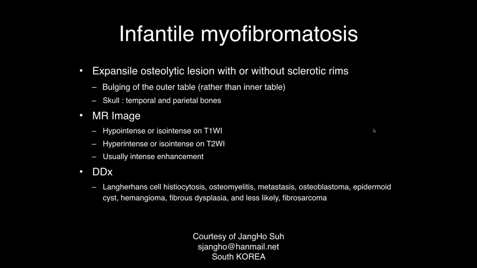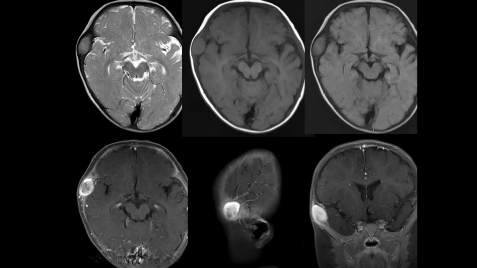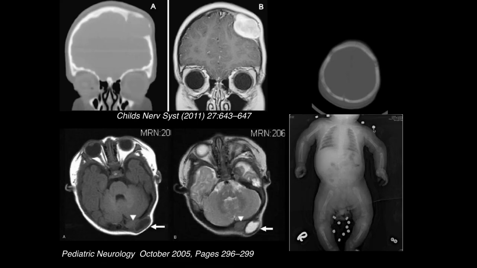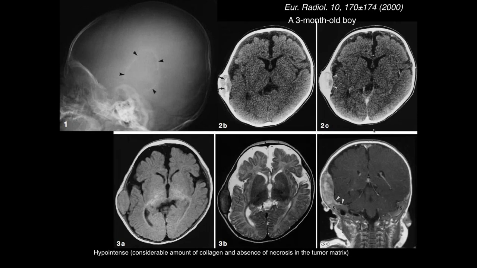The head looks large. Okay. This is another expansile lesion in the left frontoparietal cortex. There's a thinning of the cortex. There's diffuse enhancement within the mass, circumscribed. There's sort of a cystic component.